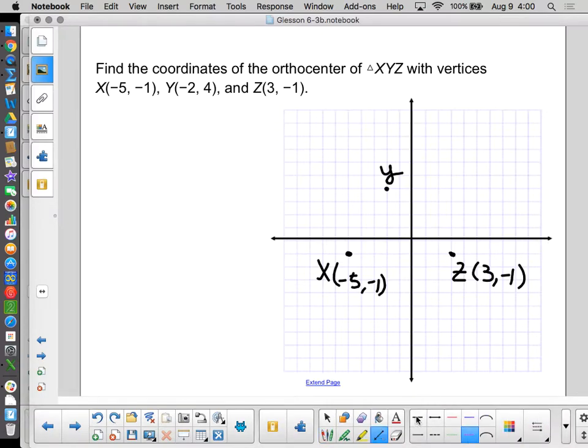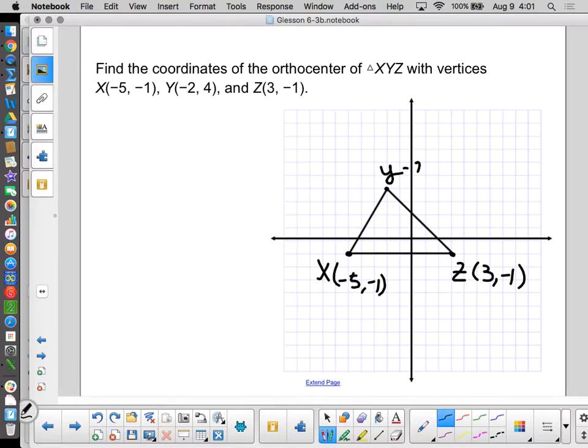I've got some neat stuff going on here. I'm very fortunate to have a truly horizontal side. Finding a perpendicular is going to be really easy for that. Finding the first altitude is going to be super duper simple because Y here is at -2, 4. I know that that altitude has to come through here and be perpendicular to this side. Well, since XZ is a horizontal side, that altitude must be vertical. And the equation of that line is very easy to find. The equation of that line is simply X equals -2.